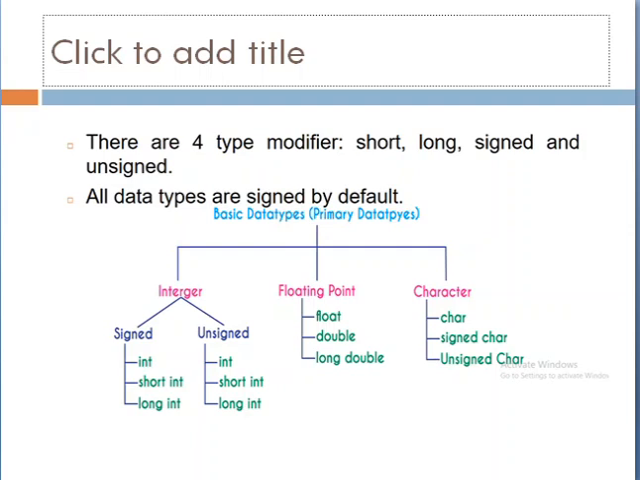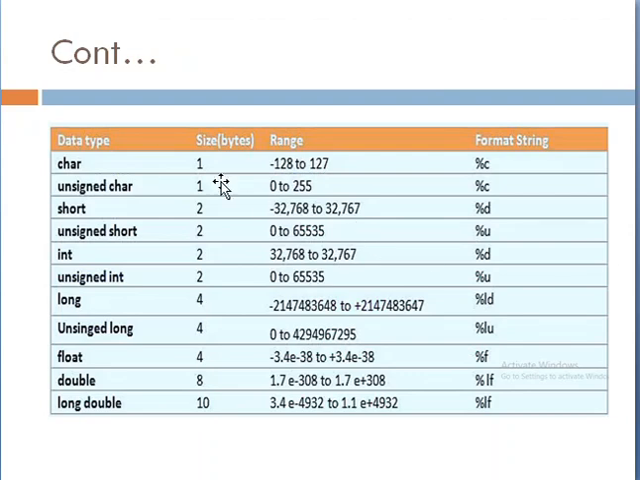Next, there are 4 types of modifiers: short, long, signed, and unsigned. So for integer type we have signed int, short int, long int, unsigned int, unsigned short int, unsigned long int, and float, double, long double, and for char, signed char and unsigned char. These are in the table, and their size, format string, and range are described here. So we can summarize this table so we can write our program very easily.